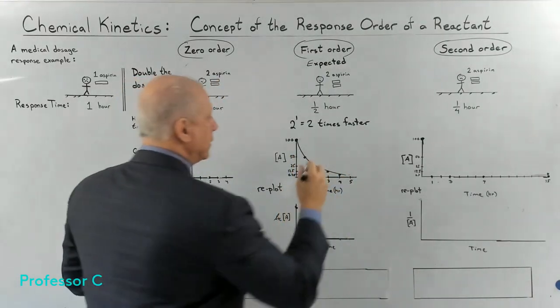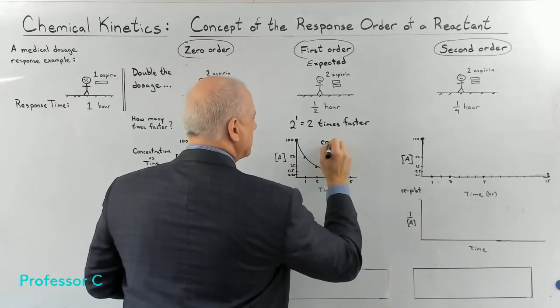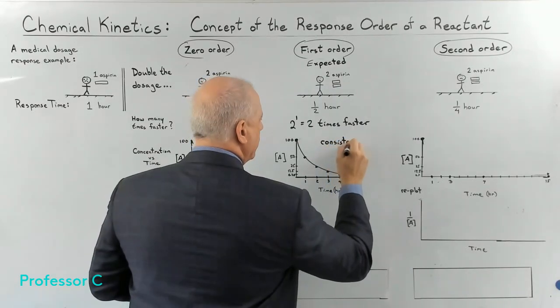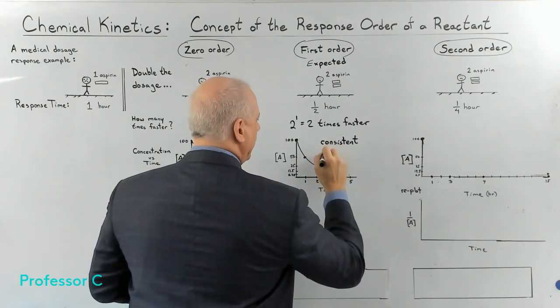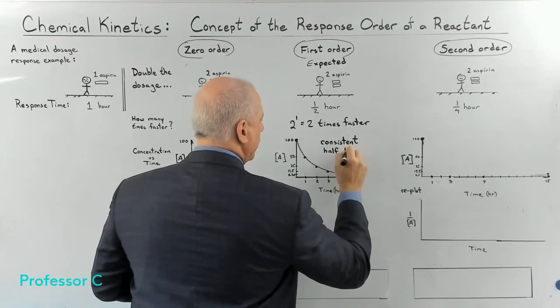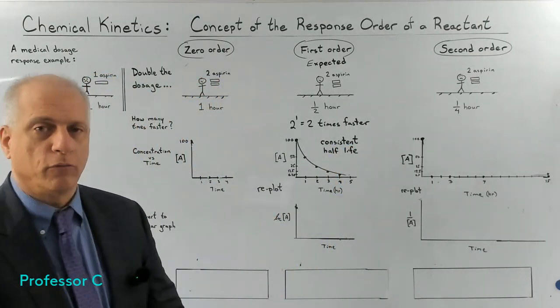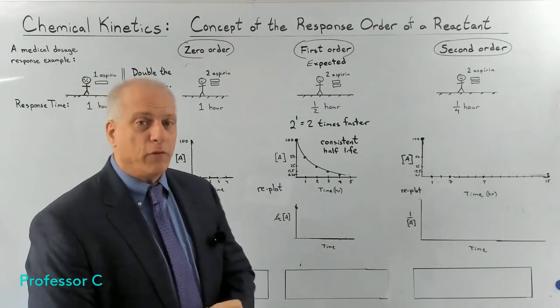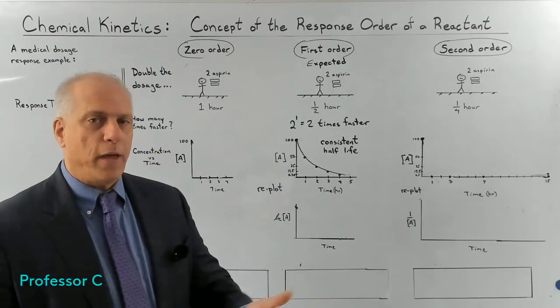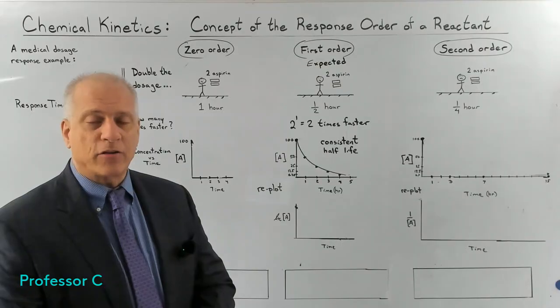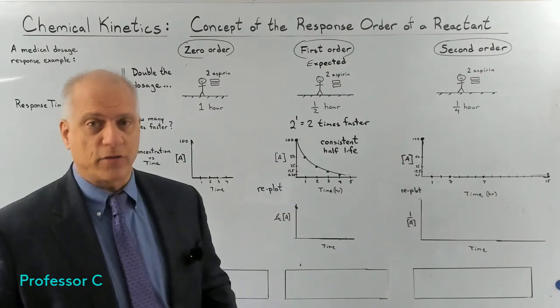And the key here is that we have a consistent half-life. The half-life is the same at all times. That is an example of a first order response. However, there are times where you introduce medication to a patient and the reaction occurs 4 times faster.